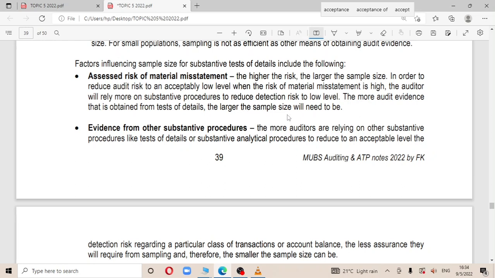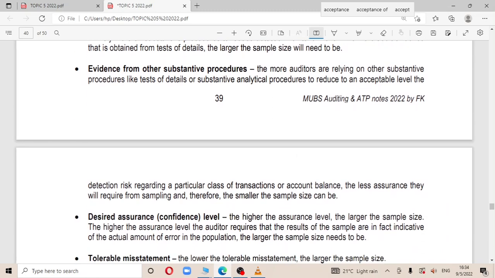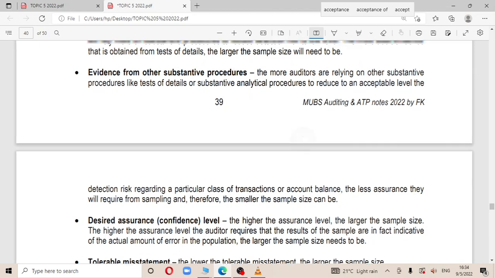We can look at assessed risk of material misstatement. How much risk have you assessed? If you have assessed high risks, then you end up auditing more. You remember you assess risks during audit planning, as they taught you in topic 3. When you're doing audit planning and you assess high risks, then when you reach the audit of the financials, your sample size will have to be big.